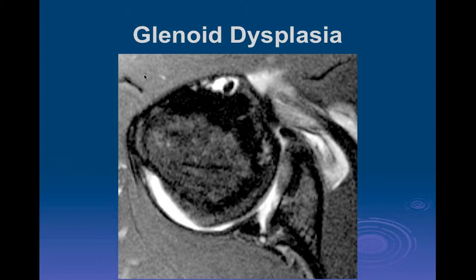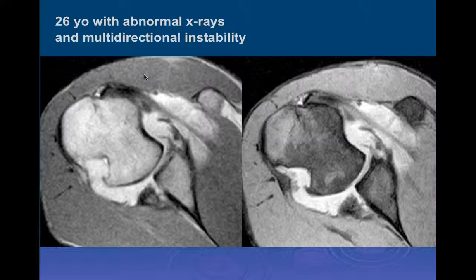And here's just a more extreme case of the congenital. In this case, you've got a posterior labral tear, a markedly retroverted glenoid, and a large articular cartilage lesion as well. This person is also, you can see, very well muscled. But I don't think he was a major league pitcher. I think this was just a weightlifter.